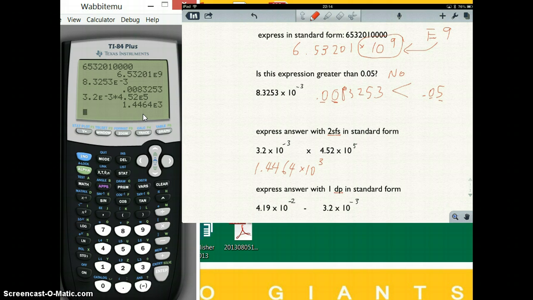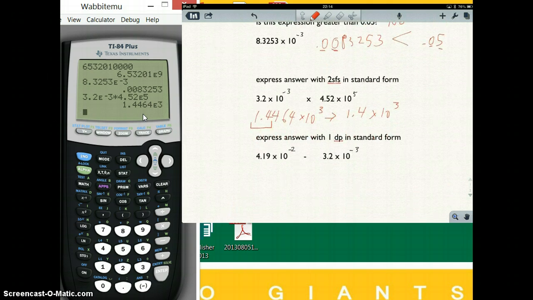Okay. Now how many of these digits do we want to keep? It says we want the answer with two significant figures, so that would be the first significant figure and the second one. That's what would be left, so it would be 1.4 times 10 to the third. Okay. So the calculator does everything except for figure out what the significant figures are.